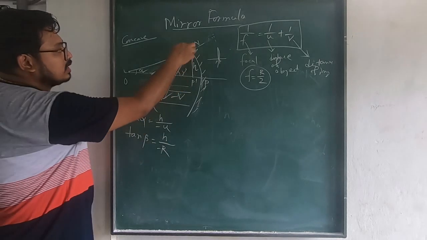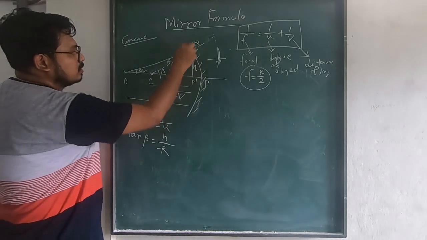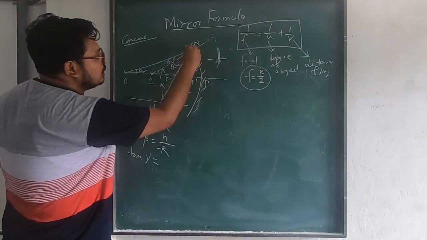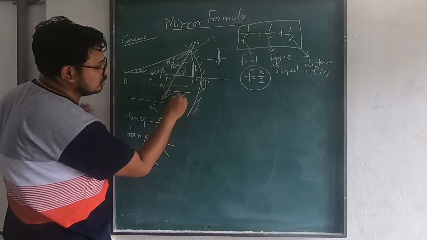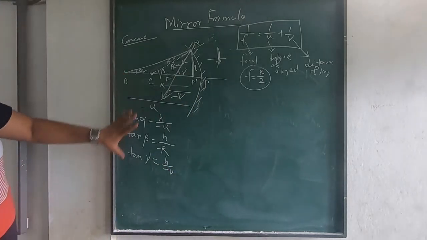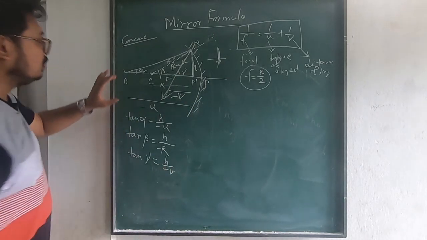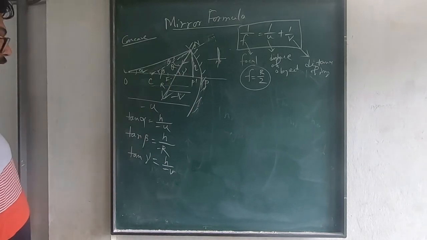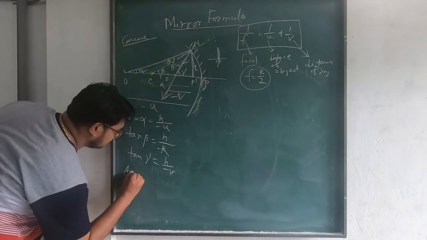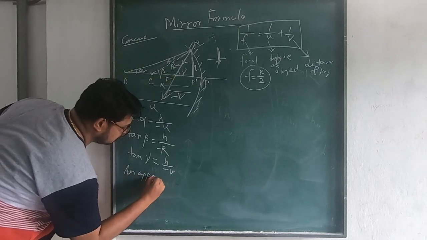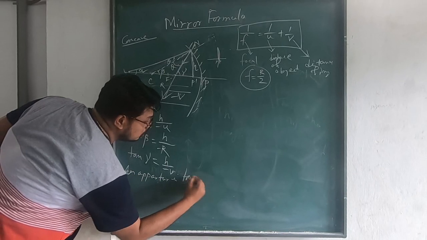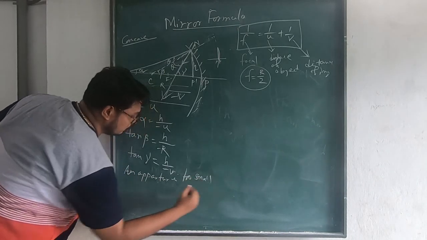Now if you consider this triangle, what is your tan gamma? Tan gamma is h by how much? Minus v. H by minus v. This is the relation. Clear? So from the triangles we can find it out. Another thing, as I told, the aperture is too small. As the aperture is too small, what can we write?